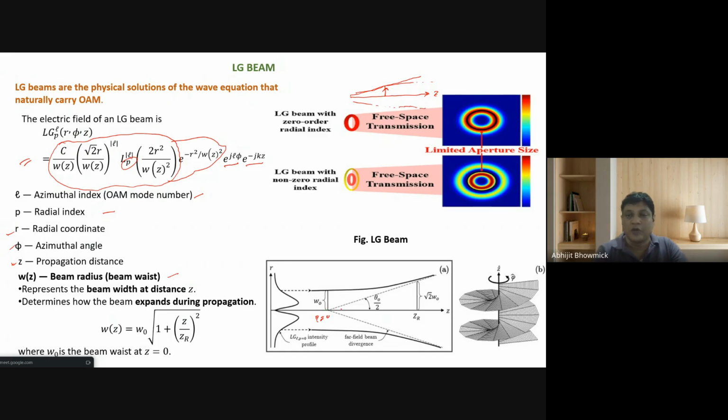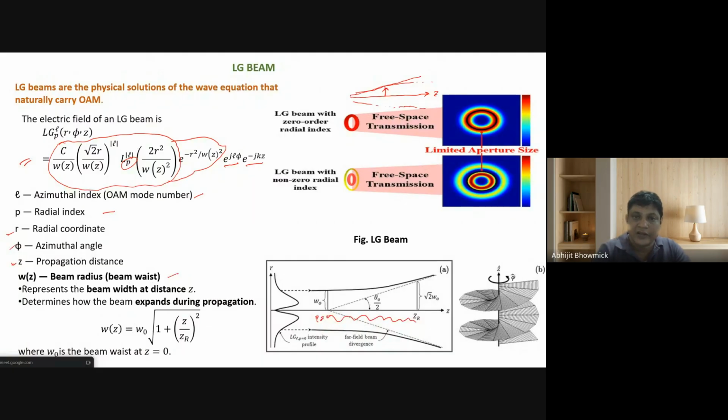So when it propagates along and reaches z equal to the Rayleigh distance, the beam waist becomes square root 2 times W0. This is called the Rayleigh distance.